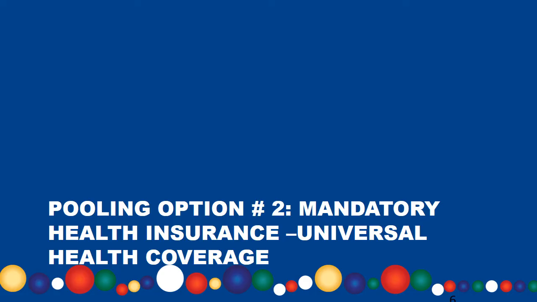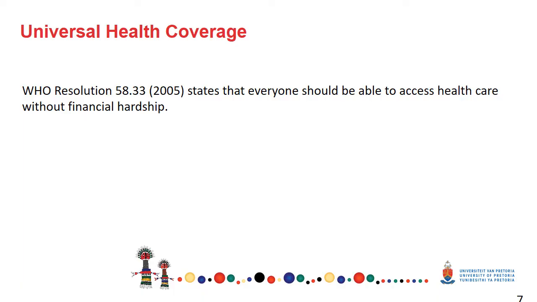Let's look at the second pooling option, mandatory health insurance, otherwise known as universal health coverage. Universal health coverage means that all people and communities can use the promotive, preventive, curative, rehabilitative and palliative health services that they need of sufficient quality to be effective, while also ensuring that the use of these services does not expose the user to financial hardship. This is in response to the WHO resolution that states that everyone should have access to healthcare without financial hardship. It becomes complex for countries to decide how to achieve this.